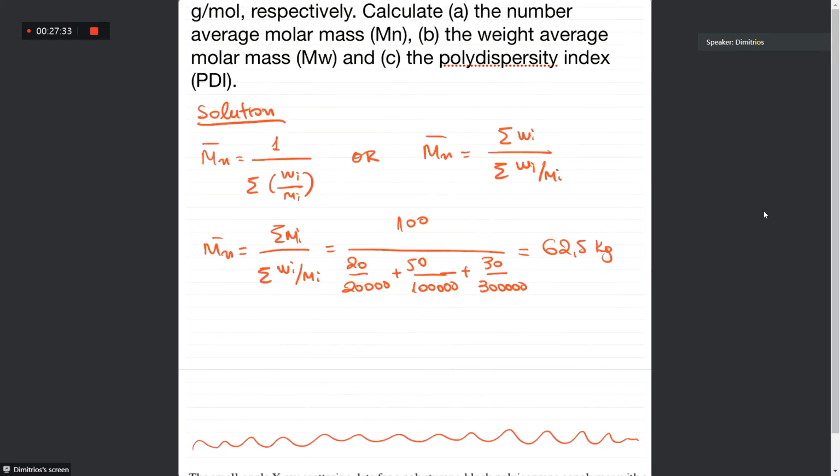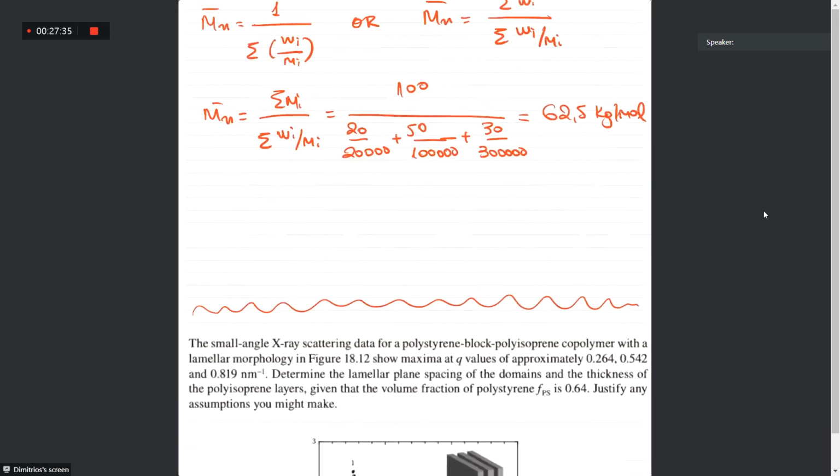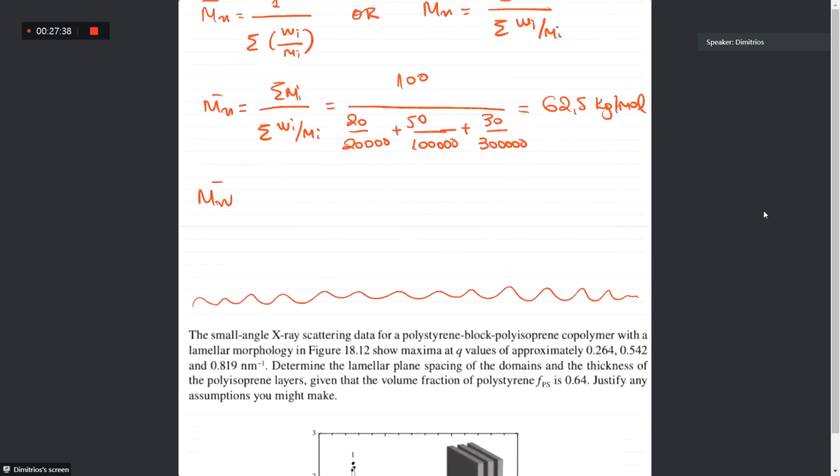equals 62.5 kilograms per mole, and for the weight average molar mass, sigma wi mi, which similar to what we saw earlier gives 144 kilograms per mole. And finally, the PDI is equal to weight average over number average, which is 2.304. Low polydispersity index, which means a narrow molecular weight distribution.